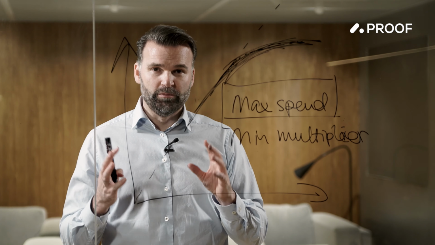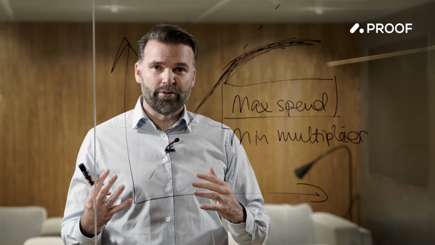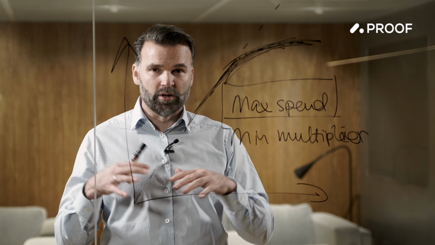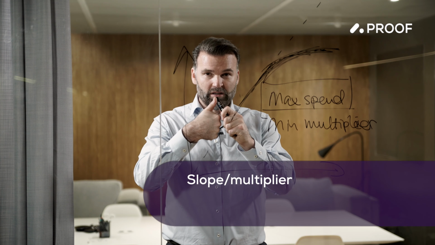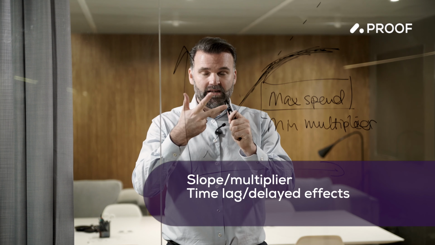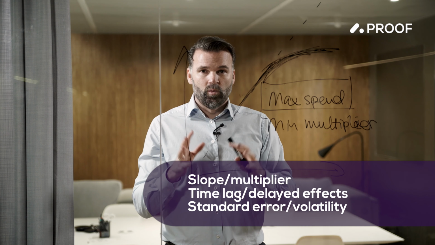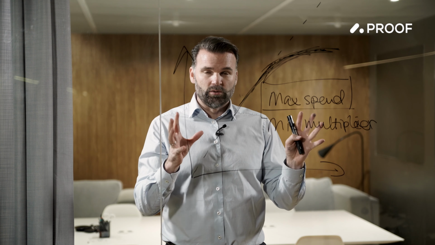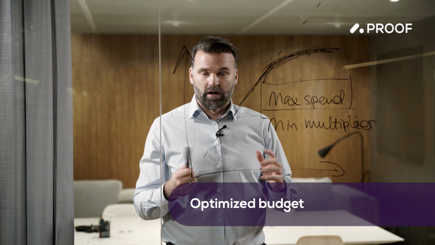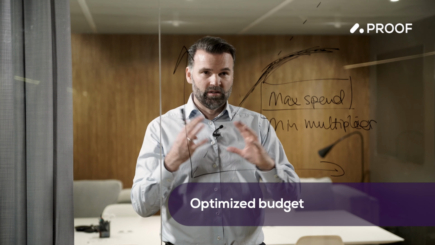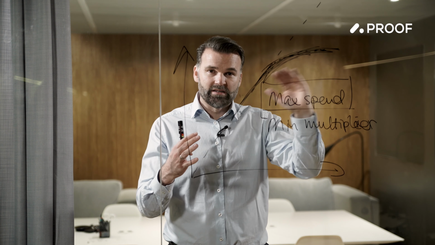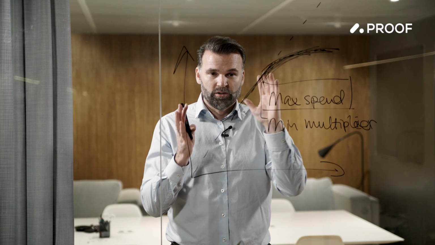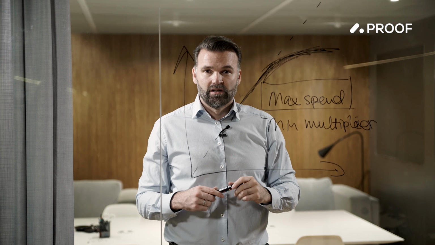In Proof, we typically do monthly marketing mix modeling per country, product group, etc. We produce the slope or the multiplier, the delayed effects, and the standard error. Once or twice per year, we're also doing the optimized budget for our clients, where you take into account more things, and also where it stops being profitable to put in more money in a certain type of marketing.